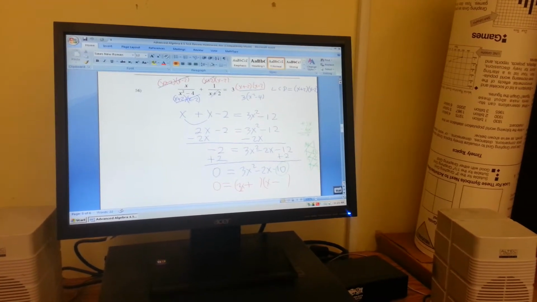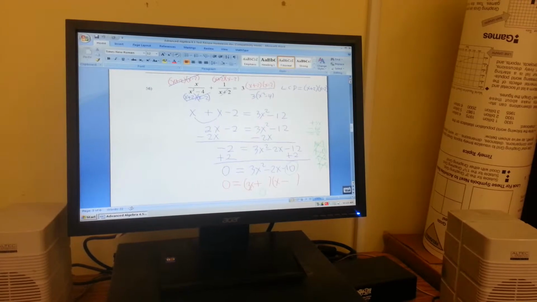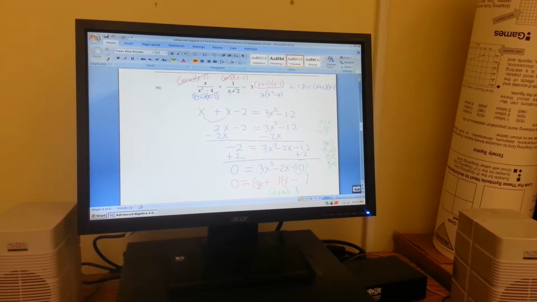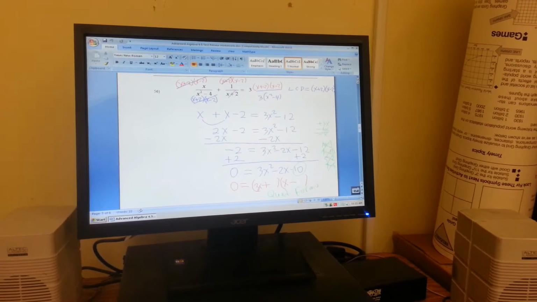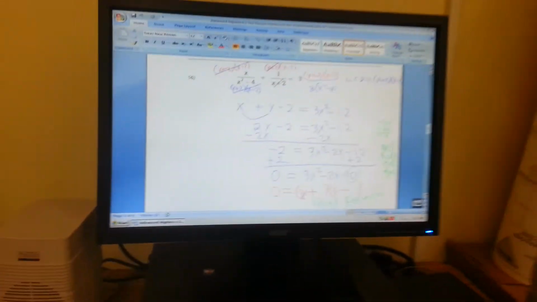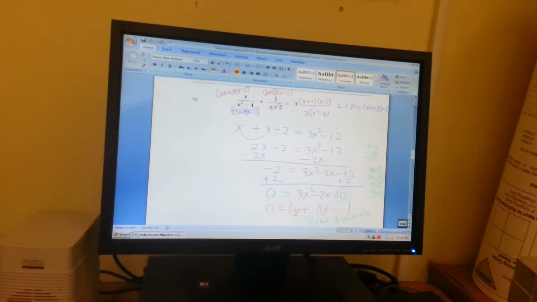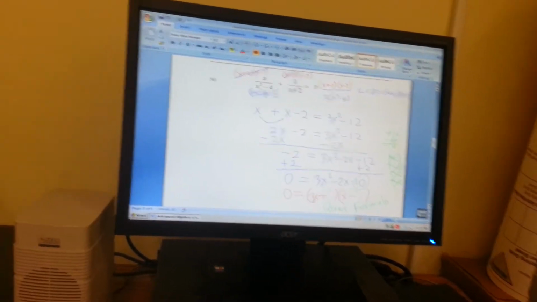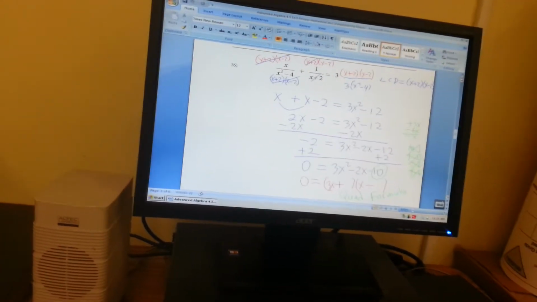Now, I'm just going to have you write the words quadratic formula because it couldn't be factored. But on the test, all questions will be able to factor. So we're not going to go through and do the quadratic. We already tested on that.